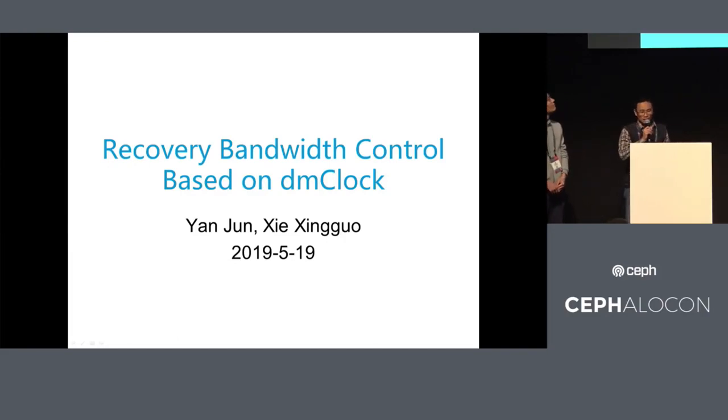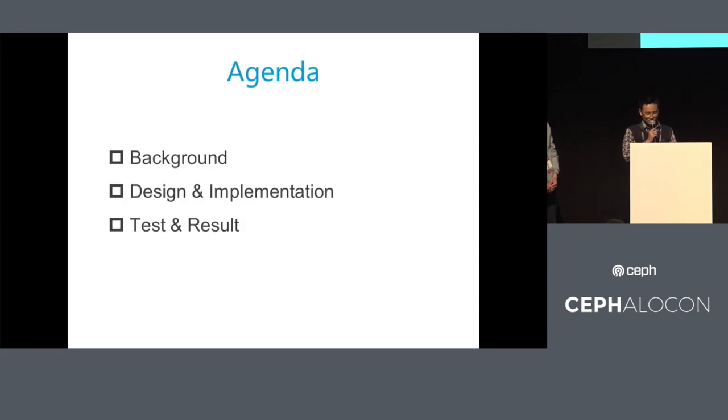Today, we are going to introduce a kind of recovery bandwidth control method that is based on dmClock. There are three parts in this topic: the background, design and implementation, test and result. Let's talk about the background first.